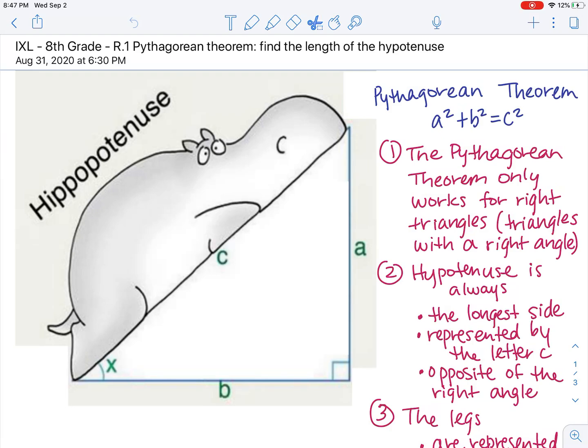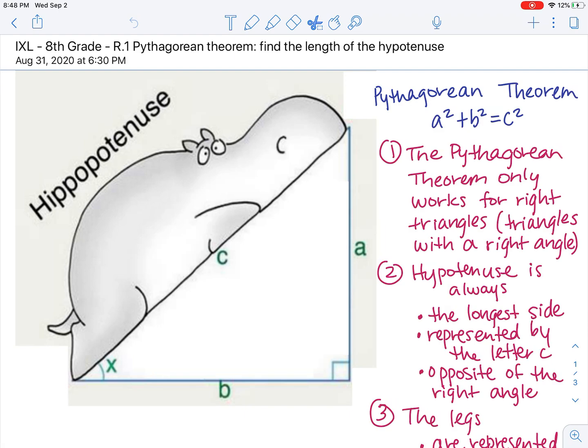This video is another introduction to the Pythagorean theorem. As you watch this, if you need more time to write down the notes that I have for you here, you can pause the video at any time and just copy these things down in your notes so that you have those for later reference.